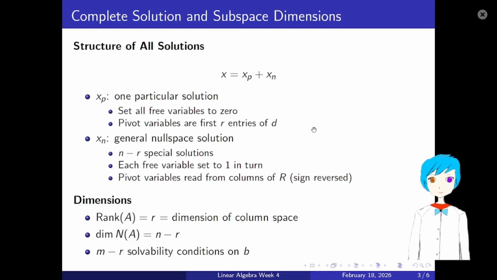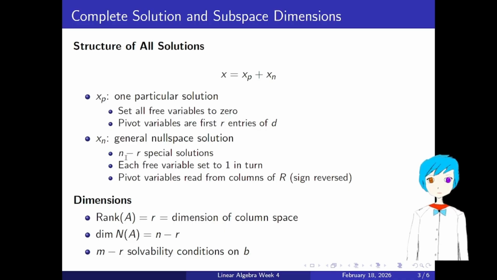So how can we represent the solution to Ax equals b when the system is solvable? The general solution could be written as x equals xp plus xn, where xp is one particular solution. The particular solution is usually obtained by setting all free variables to 0 when we are doing the Gaussian elimination, and the pivot variables are the first r entries of d when we get the reduced row echelon form. xn is the general null space solution.